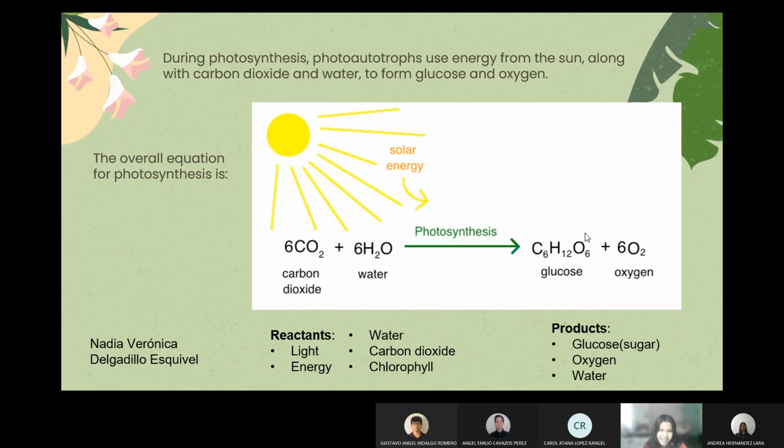During photosynthesis, autotrophs use energy from the sun along with carbon dioxide and water to form glucose and oxygen. The overall equation for photosynthesis is carbon dioxide plus water, with solar energy, forms glucose plus oxygen. The reactants of the equation are light energy, water, carbon dioxide, and chlorophyll, and the products are glucose, that is sugar, oxygen, and water.